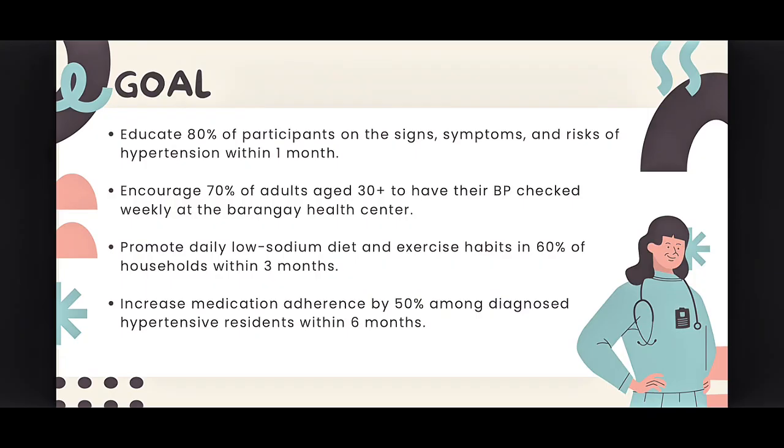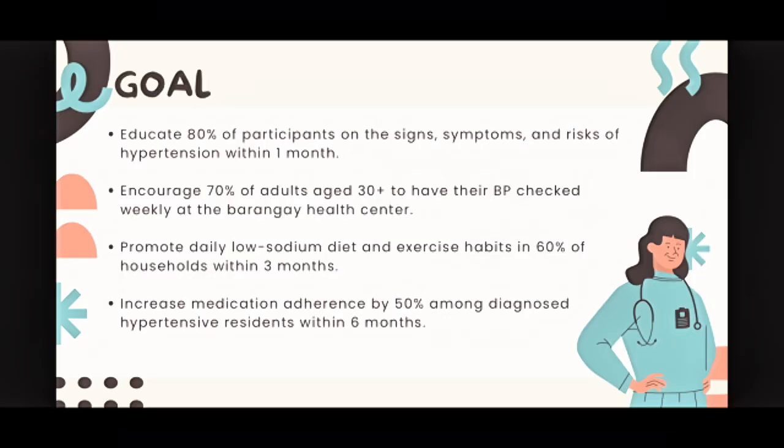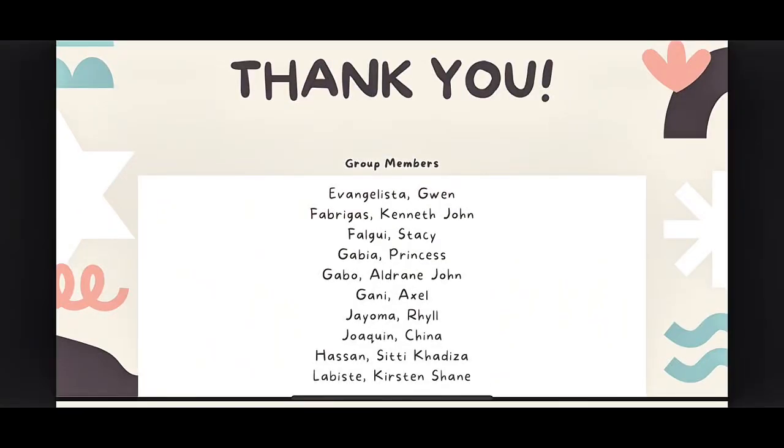Using Pender's health promotion model, these goals can be achieved by enhancing perceived benefits, reducing barriers, and increasing self-efficacy through education, community engagement, and accessible health services. Interpersonal support, enjoyable activities, and personalized interventions further promote sustainable behavior change in managing hypertension. And that ends our report.